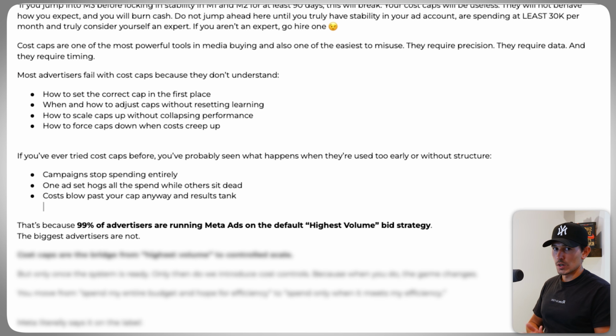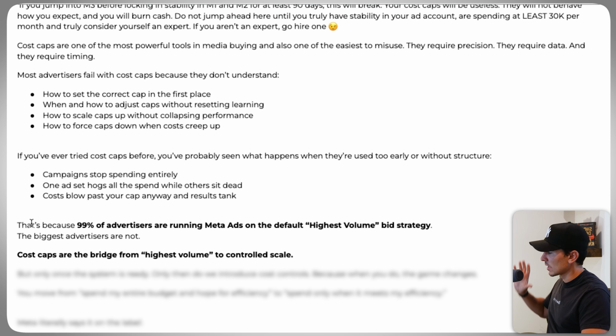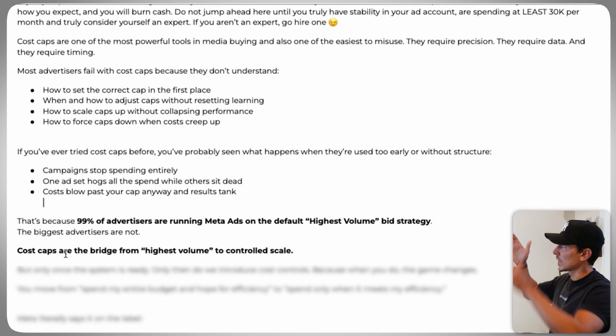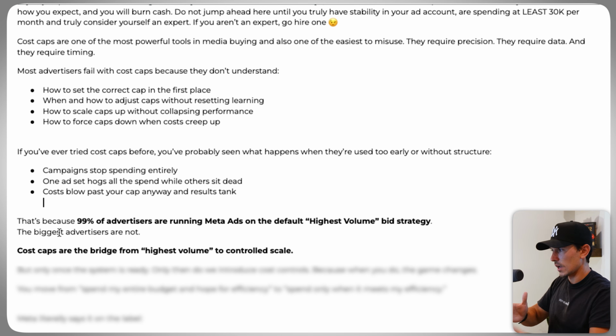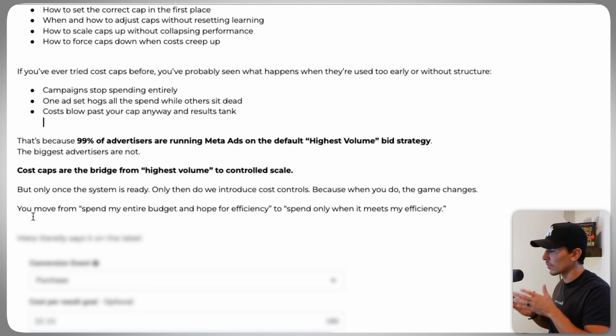99% of advertisers that are running Meta ads are running on the highest volume bid strategy. This is default, but the biggest advertisers are not. Craziest thing, one of the most ridiculous stats that I've ever heard, is that nearly 50% of the total ad spend in Meta is run in a cost control environment, whether that's cost caps or bid caps. Cost caps, in my opinion, are the bridge between highest volume to controlled scale, but only when the system is truly, truly, truly ready. So you move from a spend my entire budget and hope for efficiency to spend only when you meet my efficiency.